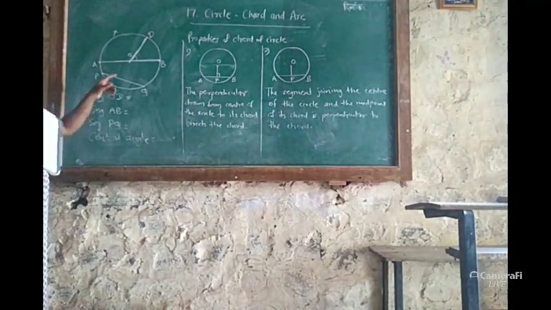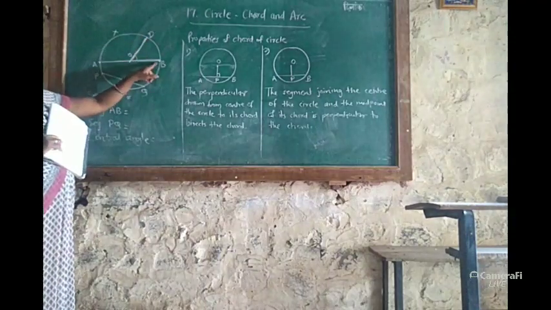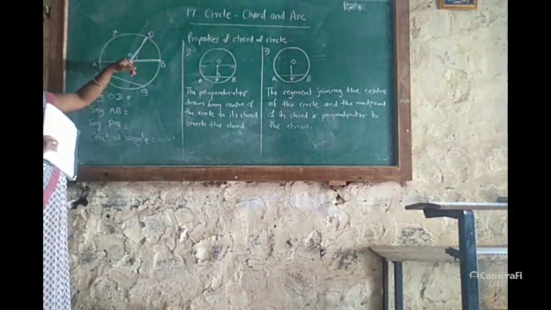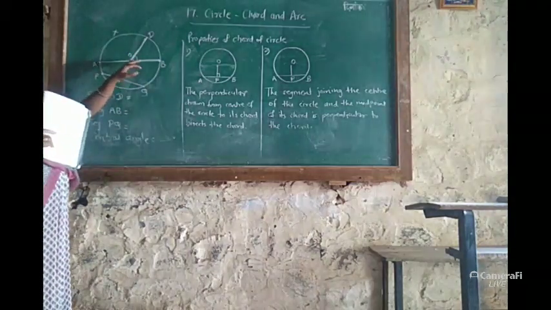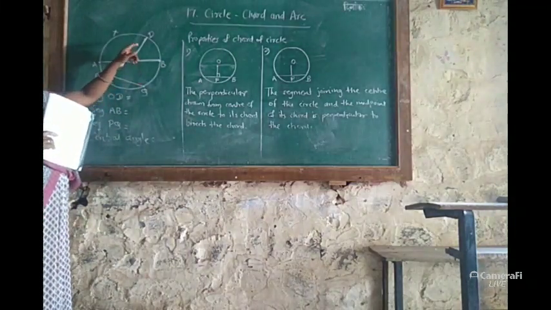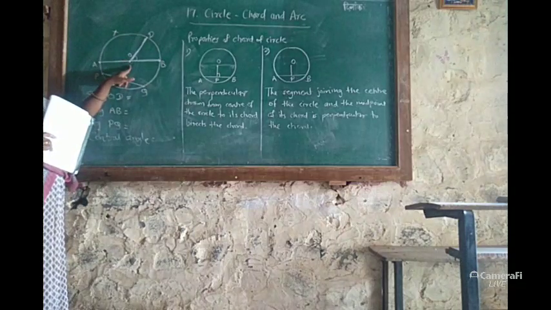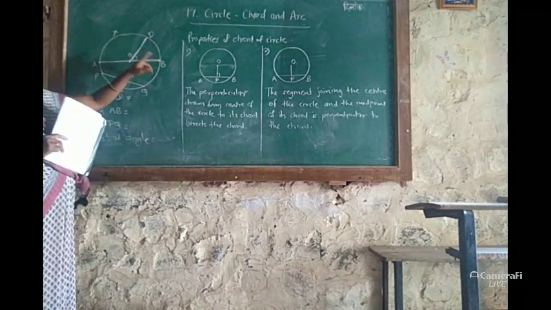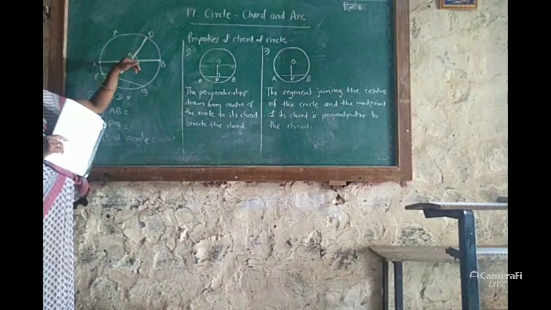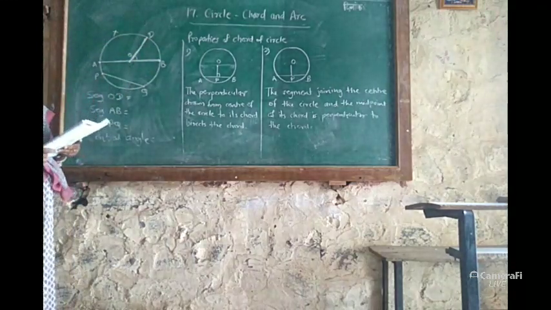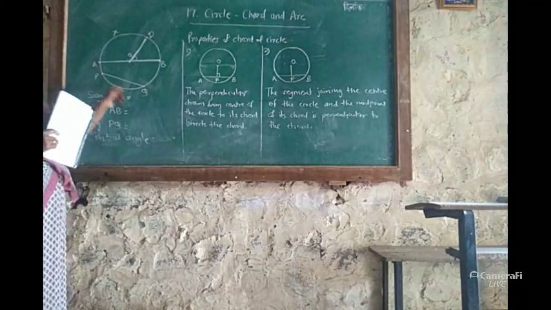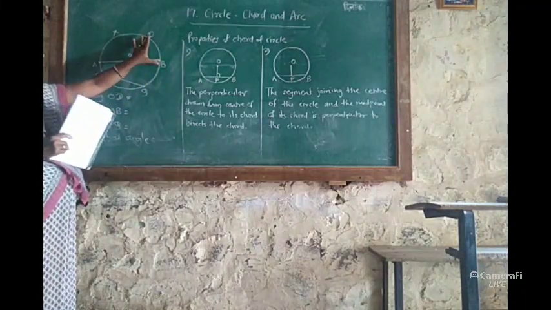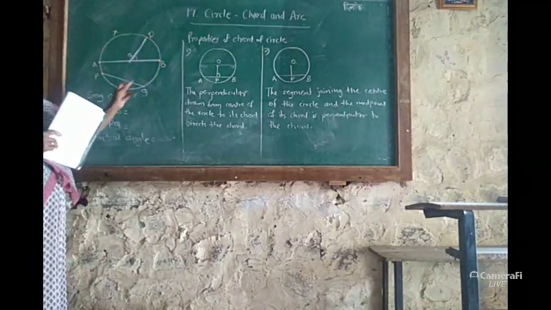Here angle DOB is the central angle made by the arc DB. Therefore measurement of arc DB is equal to the measurement of angle which is made at the center, that is the central angle. Here measure of arc DB is equal to measure of angle DOB. The same way here measure of arc DAB. Here this is the minor arc and DAB is the major arc.